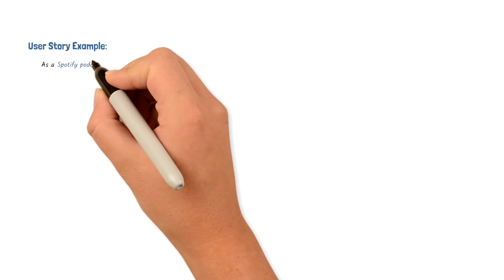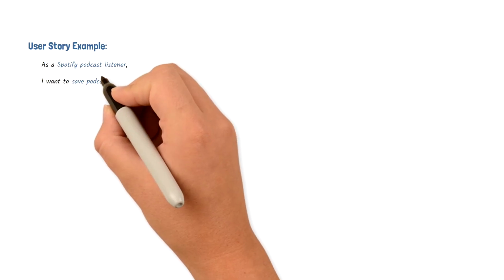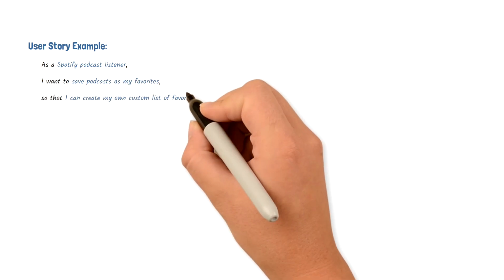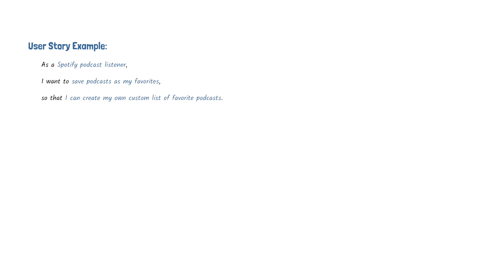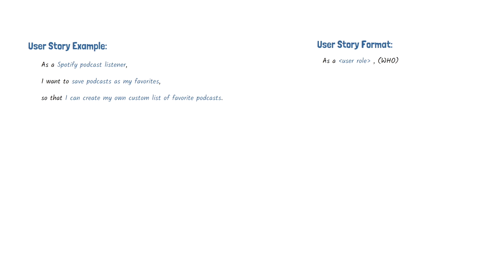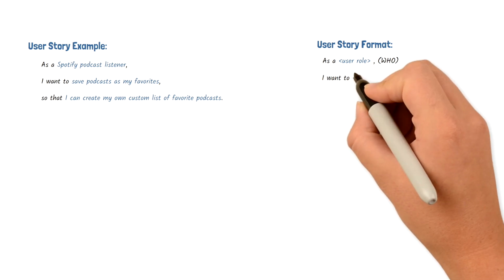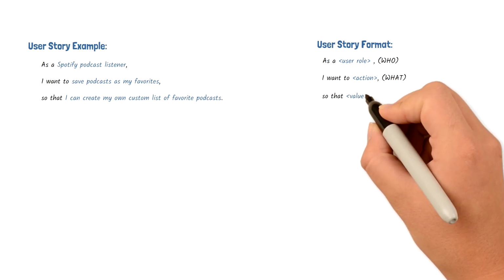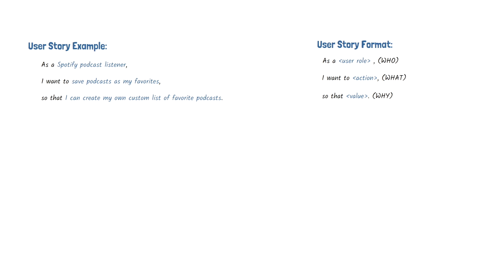As a Spotify podcast listener, I want to save podcasts as my favorites so that I can create my own custom list of favorite podcasts. This user story format is useful because it answers who the user role or persona is. In our example, it is the Spotify podcast listener. It shows what the action of the user is, to save podcasts as favorites, and it highlights the value and answers the why, so that I can create my own custom list of favorite podcasts.